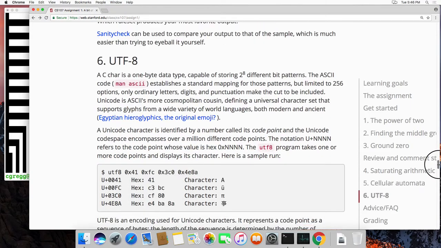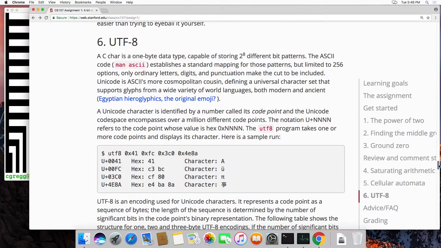Now the last part of the assignment is UTF-8. UTF-8 is a character encoding that was designed to be able to be used across the world. The ASCII code, which we've talked about here, and you may have talked about in cs106b, is a 256 value code. In fact, it's actually only negative 128 up to 127, and only ordinary letters, digits, and punctuation can be included.